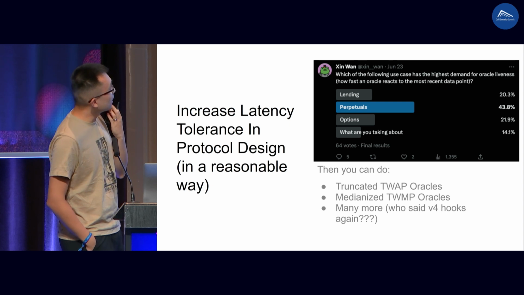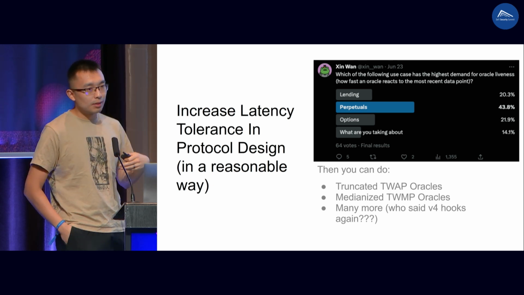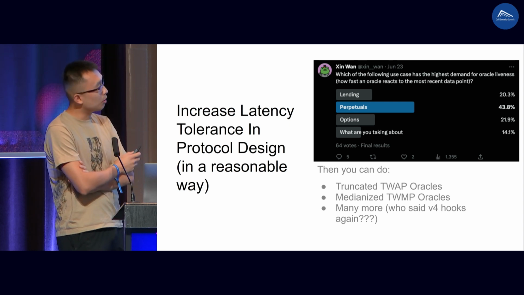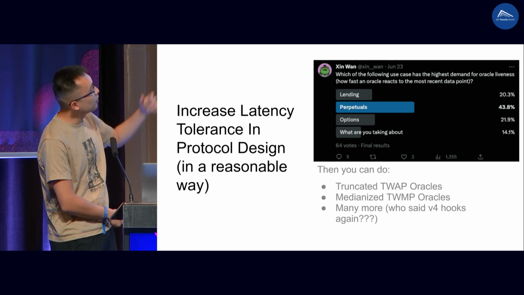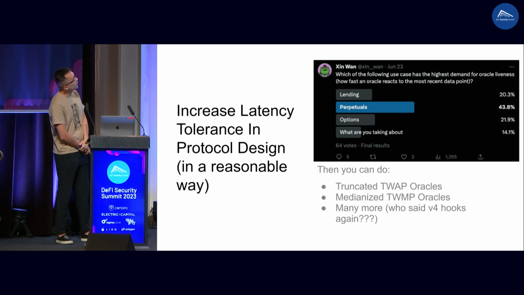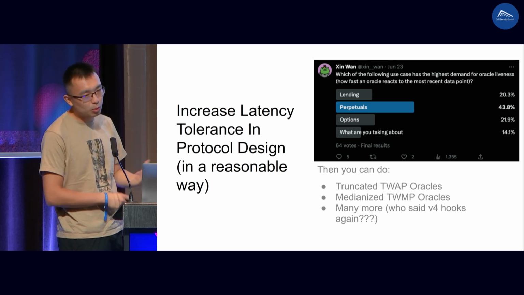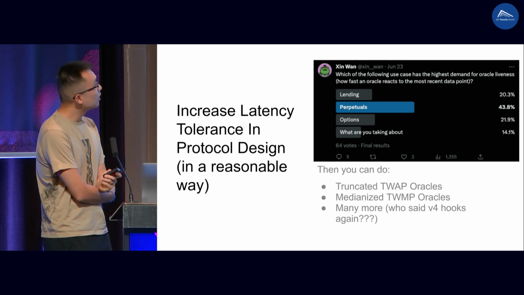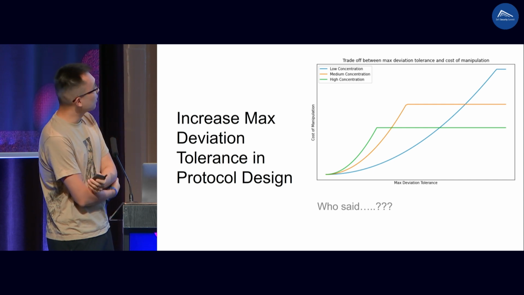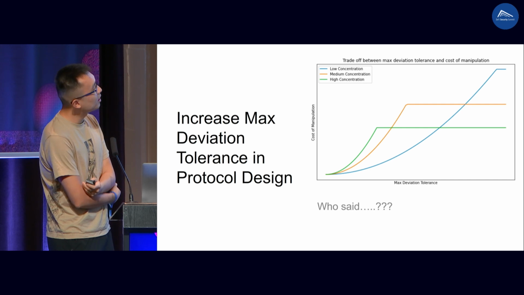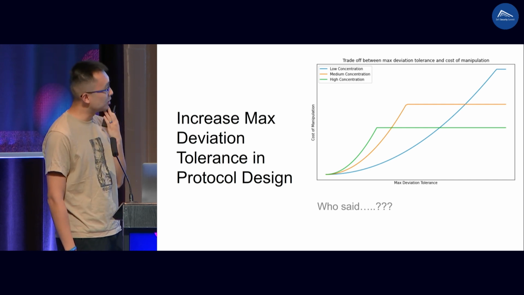The next thing you can do is increase latency tolerance in your Oracle design. And that's really up to the product that you're trying to push to market based on the Oracle, right? I ran a poll on which use case has the highest demand for Oracle liveness. I think it's related to the inherent leverage in those products, and perpetuals won the race, I guess. But again, you can design these around the most feasible Oracle that you can come up with. There are truncated, medianized, and many more types of design that you can implement in Uniswap v4 through hooks. Same thing, you can increase the max deviation tolerance. Again, Uniswap v4 hooks, a good place to start.